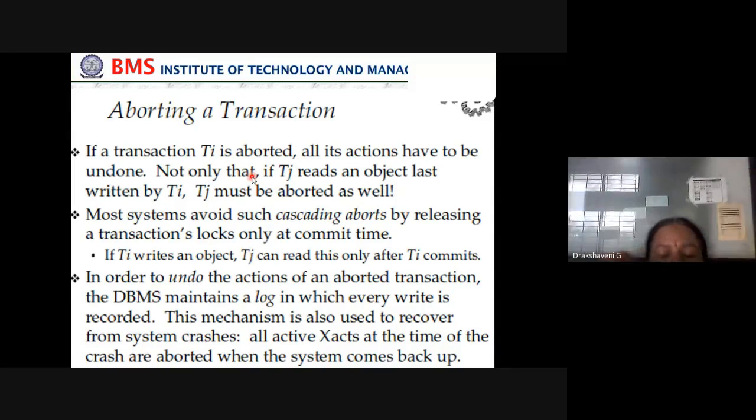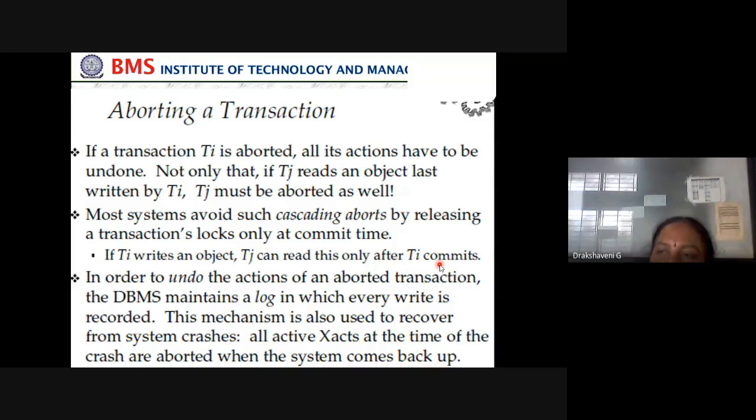So that's what here. Now I am reading, I am taking one object. Until I leave, others cannot use that. So that's what here. Ti writes an object. It is writing to a particular object. Tj can read. If I am reading, n number of people can read, only reading. But when we are writing, only one person should use that object when you are writing. That's what here. Ti writes an object. If Ti is writing, then Tj can read, no problem.